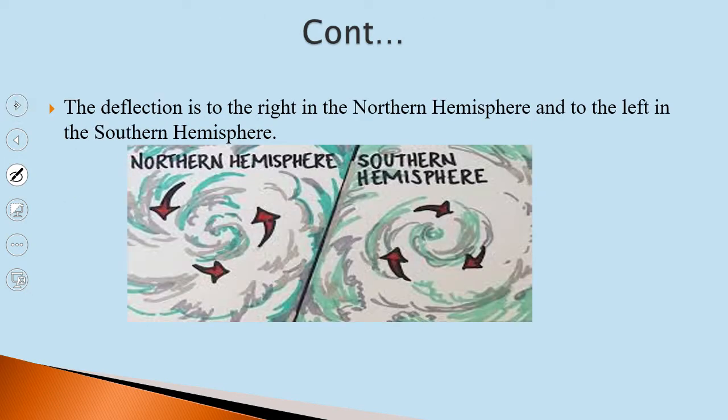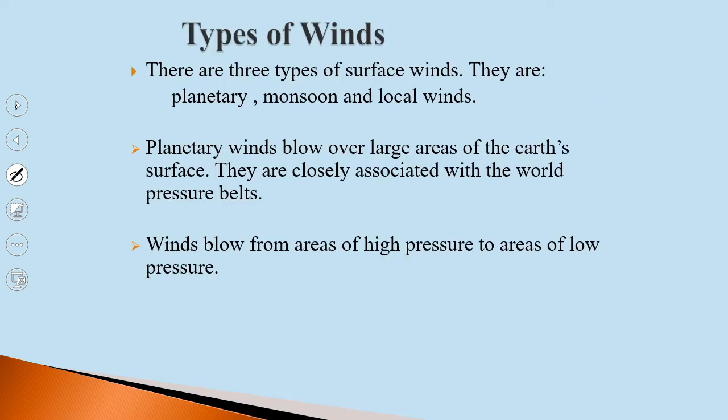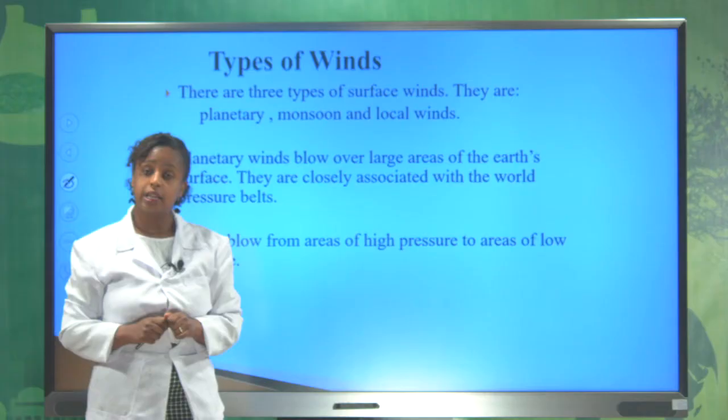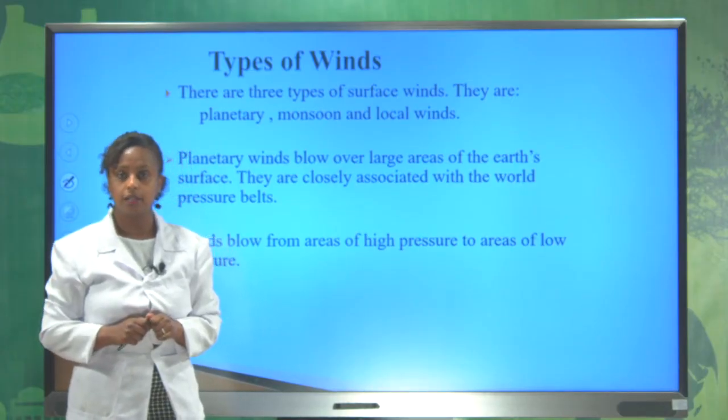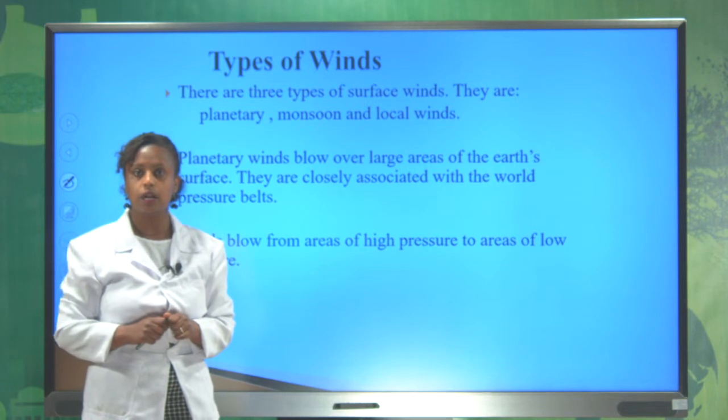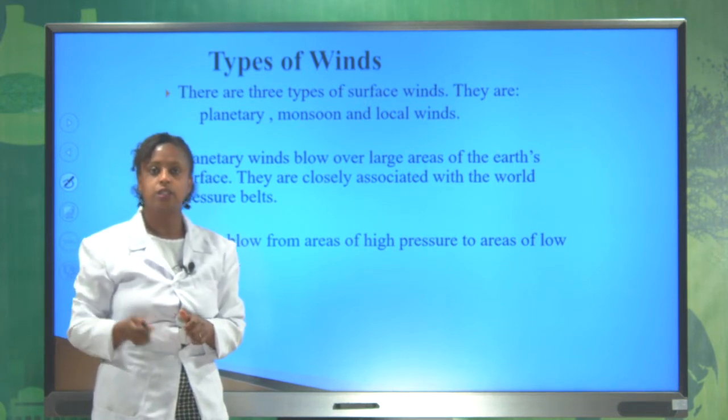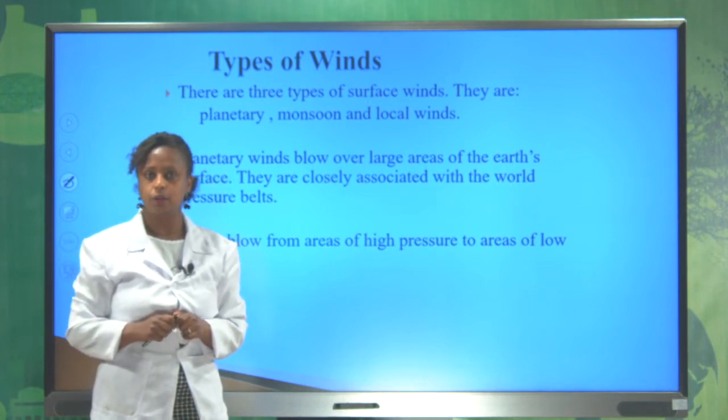The deflection of wind in the northern hemisphere differs from the southern hemisphere. As you can see from this picture, the deflection of wind in the northern hemisphere is to the right, but in the southern hemisphere it deflects to the left. Let's proceed to the types of wind. There are three types of wind: planetary winds, monsoon winds, and local winds. Let's first discuss planetary winds.